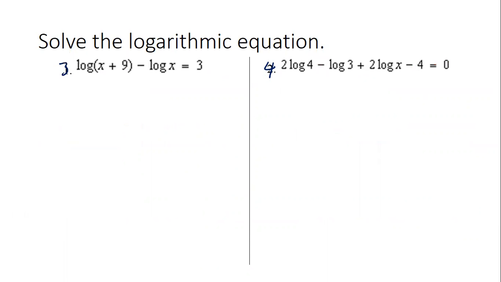All right, so on problem number 3, we need to condense this down to 1 log, okay? And we're going to do that by using property number 4. When you're subtracting 2 logs, how can you combine them into 1 log? That was in the 7.6 notes. How did we combine? Subtraction leads to division. So that means it becomes log of x plus 9 divided by x equals 3.